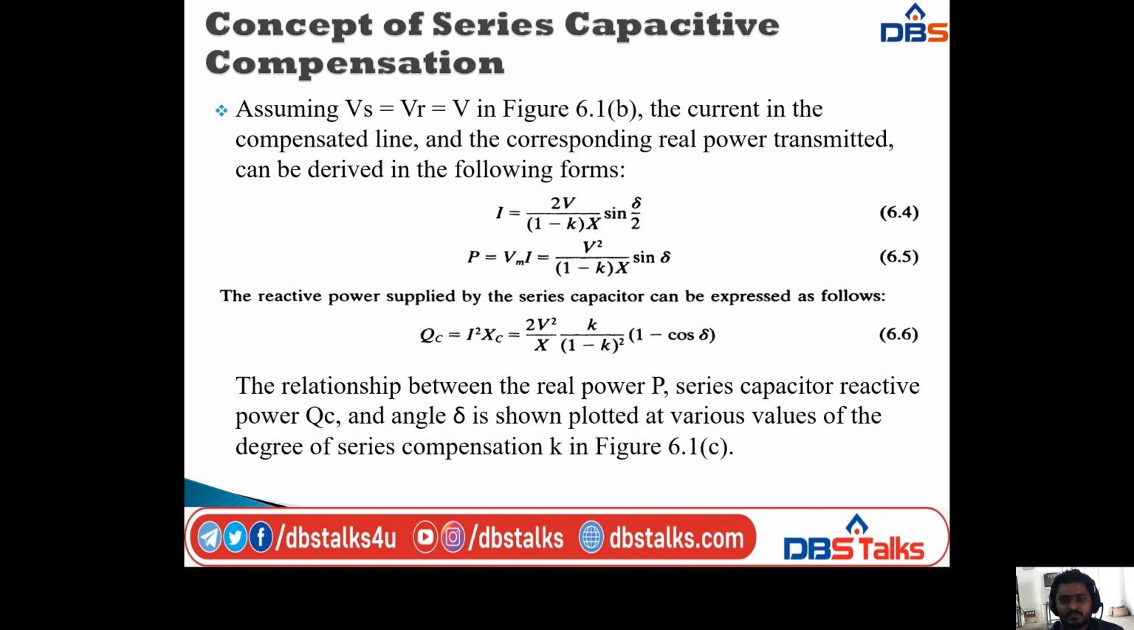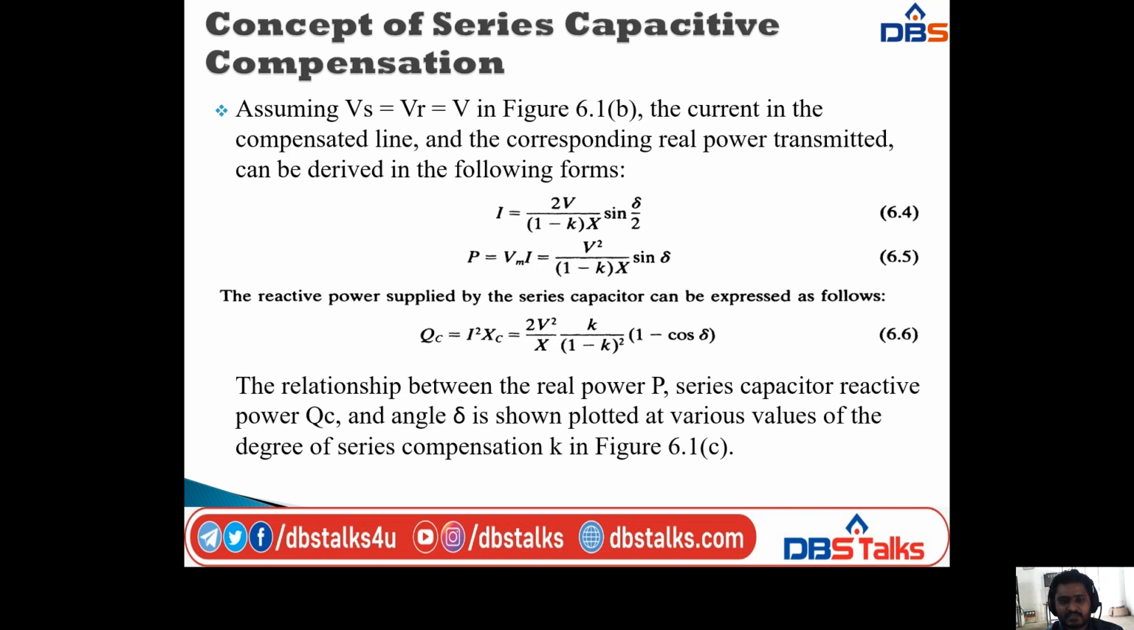Okay, P is equal to V square by (1 minus k) into x into sin delta. From this, the reactive power supplied by the series capacitor, that is Q suffix C, can be expressed as follows: Q_C is equal to I square into X_C.